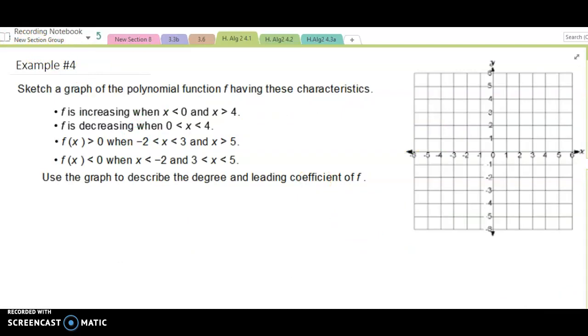All right, so on example 4, we're actually going to sketch this given what we have. I always start with just a sketch before I put it on the nice graph over here, and it doesn't have to be to scale, it's just to give us a visual.